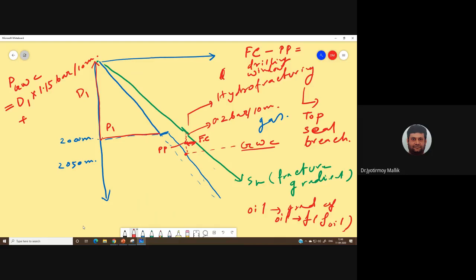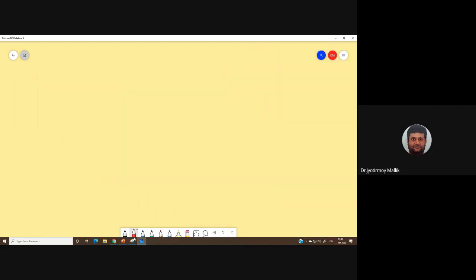Now I can actually calculate the pressure all the way up to this point, following the gradient. So let us say this is my D1. Let's do that exercise in a clearer canvas so that I can explain it better. So I have to calculate the drilling window with all these complications.